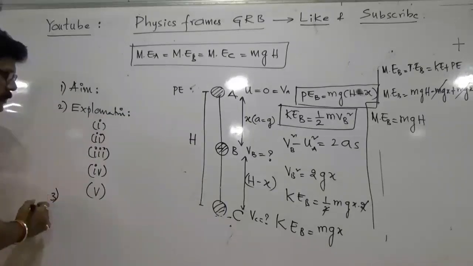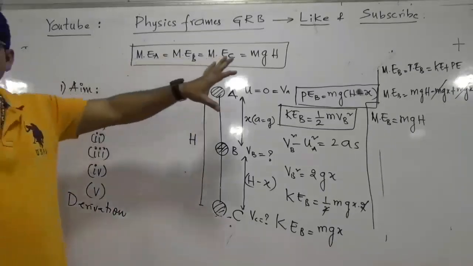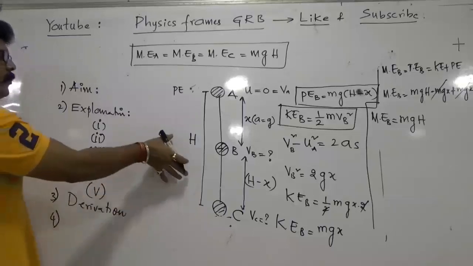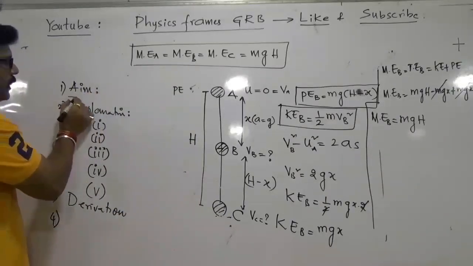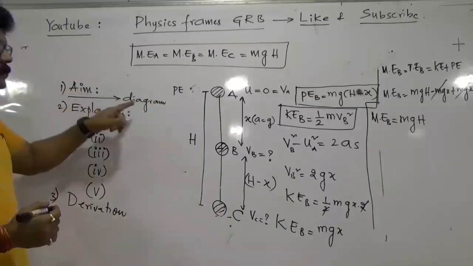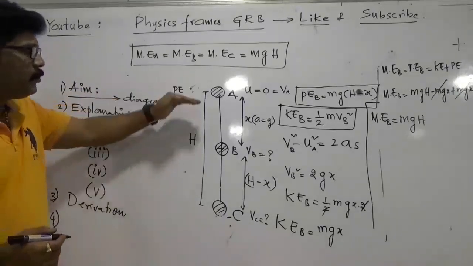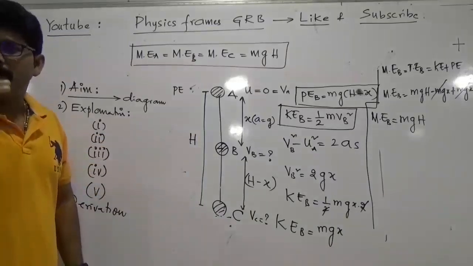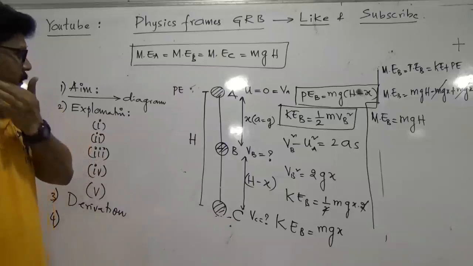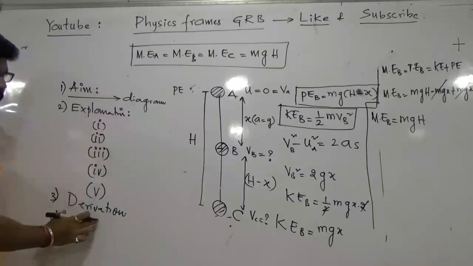Next, the third part is the derivation. Just now we discussed it, so write that derivation. Then the fourth one is the diagram. The diagram is to be drawn after the aim. A diagram always carries 1 mark if it is neatly labeled, and definitely you have to draw it with a pencil. Is it clear? With a pencil we have to draw neatly. So this is aim, diagram, explanation, and derivation.